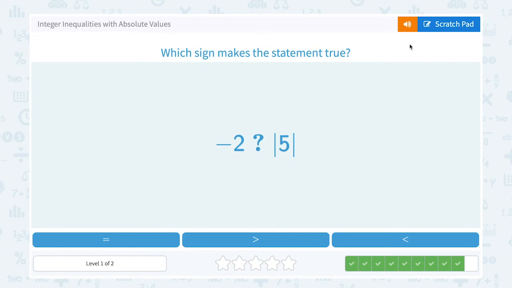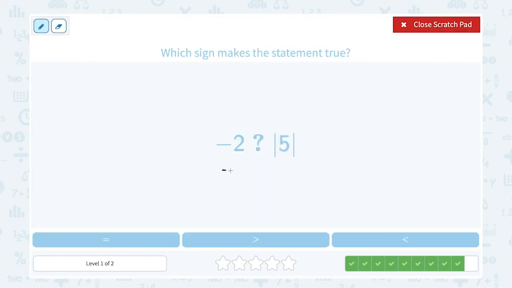Negative 2 compared to the absolute value of 5. Okay, well, the absolute value of 5 is 5, right? 5 is 5 units to the right of 0. Since a negative number is always smaller than a positive, we can say that negative 2 is less than 5.